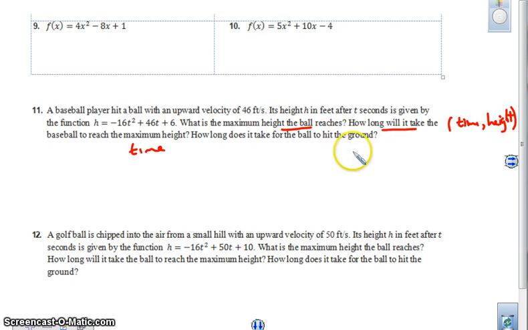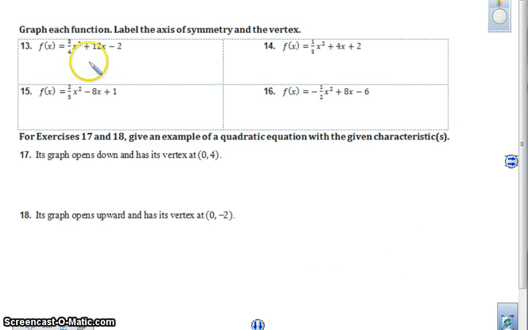How long did it take for the ball to hit the ground? That is when we are looking at when that whole equation is equal to 0. So when is that going to hit the ground? And they're just asking you to estimate that as you look at that. We're asked to graph and label the axis of symmetry. So again, notice these are going to be a little trickier. And then you're answering the questions.